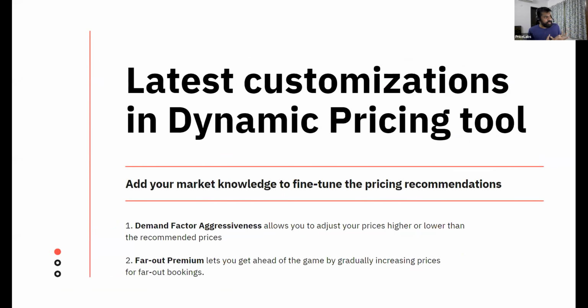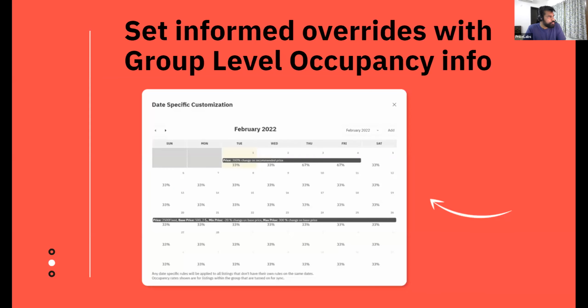Customizations, we've added two customizations, demand factor, which again, Pedro will get into why that matters and how to use it. And then far out premiums, fairly straightforward here, which is by default, we use a far out factor, and we've now given you the ability to not necessarily stop using it. And again, we'll chat about why that.